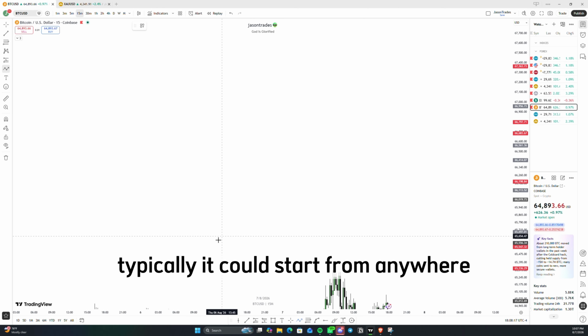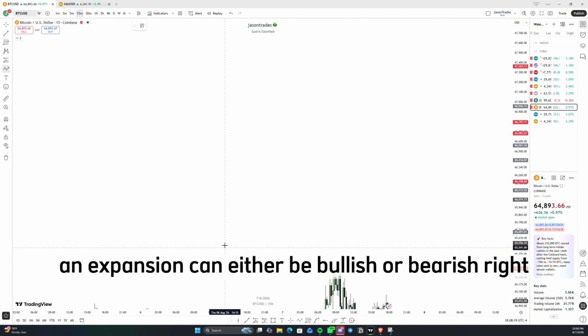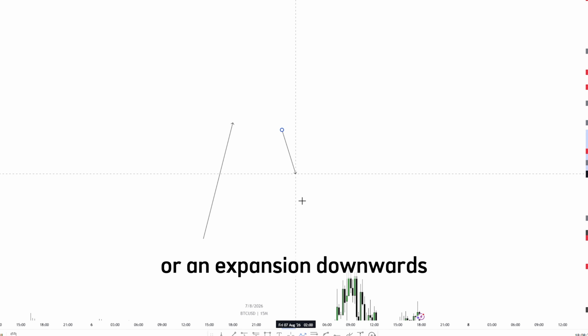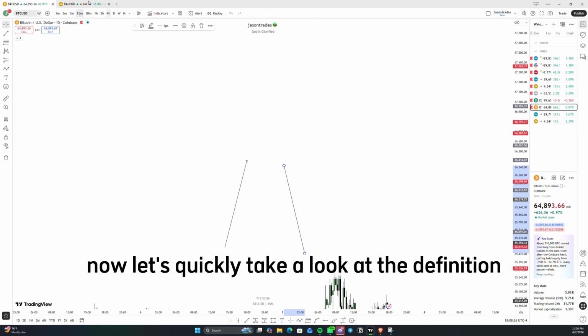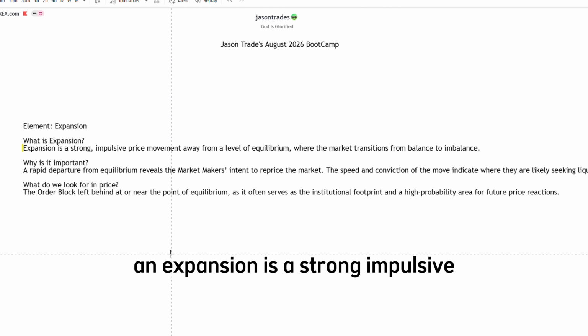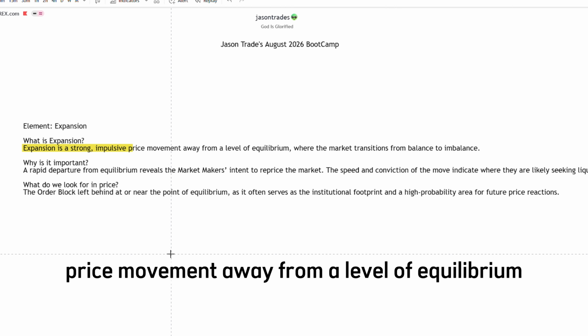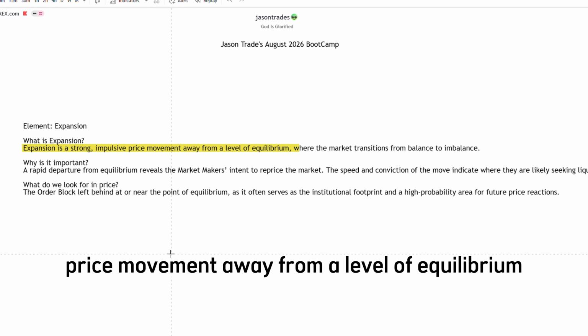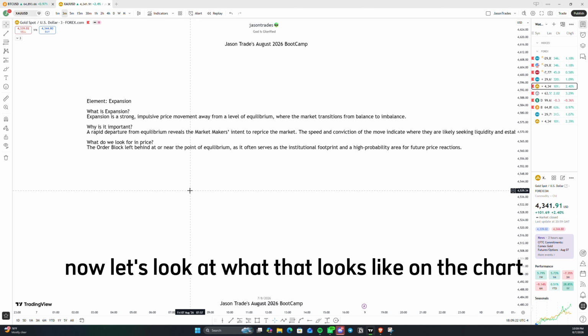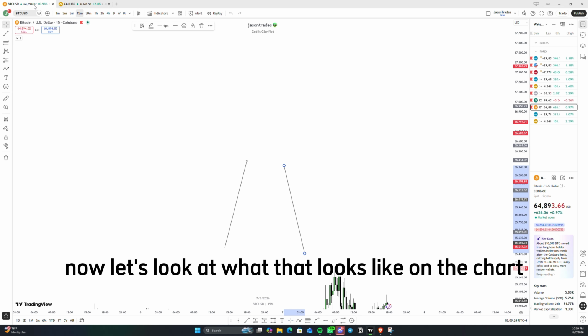It could start from anywhere. An expansion can either be bullish or bearish, right? So we can have an expansion upwards or an expansion downwards. Now let's quickly take a look at the definition of what an expansion is, right? An expansion is a strong, impulsive price movement away from a level of equilibrium where the market transitions from balance to imbalance. Now let's look at what that looks like on the chart, right?